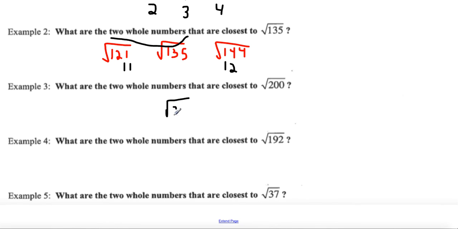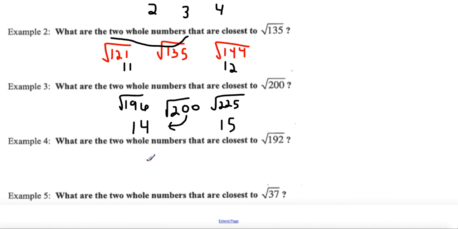So the square root of 200. I know that's more than 196, which is the perfect square of 14. And it is less than the square root of 225, which the square root of that is 15. So this is obviously going to be closest to 14, but the two numbers it's between are 14 and 15. So be able to know which is it closest to as well.